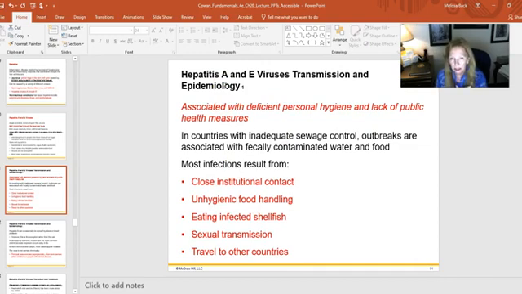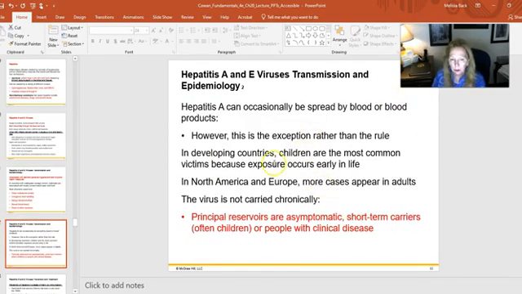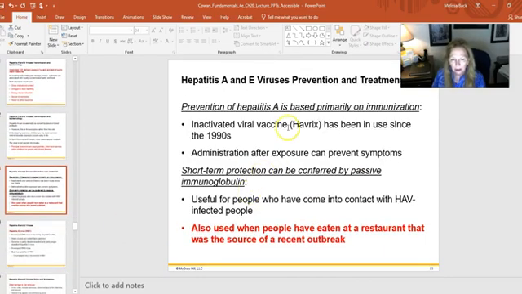the more common ones. So hepatitis A and E, we tend to think about with unhygienic food handling. Eating shellfish, which I think many of us do. It can be sexually transmitted, traveling to other countries where they don't have the same protocols for their water sources, and certainly being in overcrowded conditions where one person being susceptible can then become a carrier and transmit it. So too many people with crowded conditions. So again, there can be asymptomatic short-term carriers and even people with clinical disease.